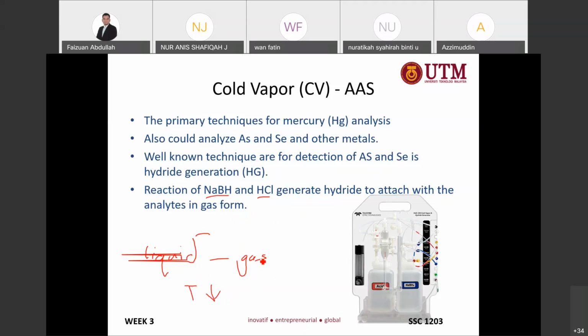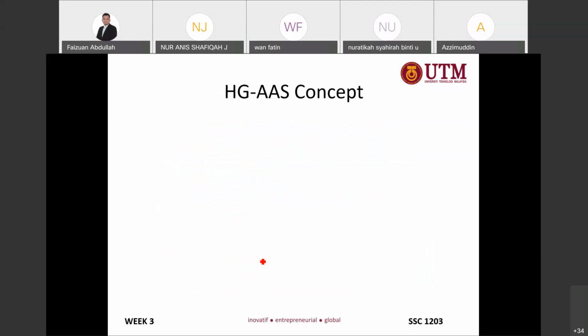That is what we need. We need to transform the sample from liquid to gas. But if using flame or graphite furnace, it involves a very high temperature, so it's not suitable for this element. So we use the hydride generation technique. Now it solves the problem. We can transform the sample to gas at low temperature. All right.